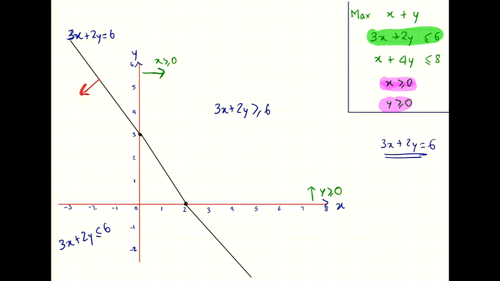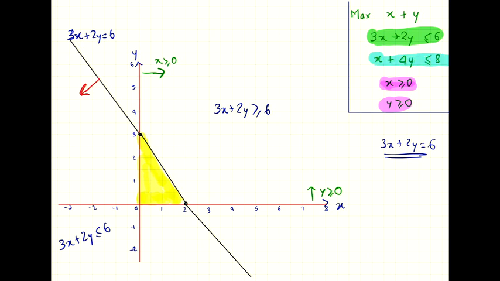So far, we are allowed this triangle. This is what we are allowed to venture into, because we have to stay on this side of 3x plus 2y and on the other side of the x and y axis. Okay? So now let's look at the final constraint.